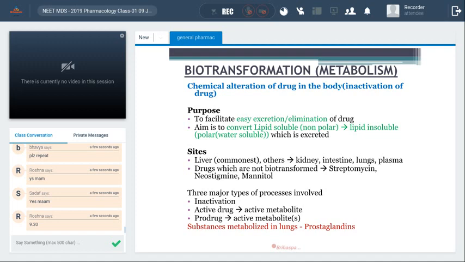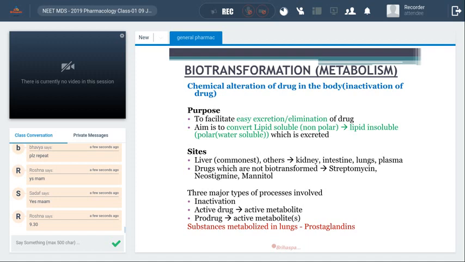So what's the purpose of this step? It helps in easy elimination of the drug. That's all. This step is making the drug favorable for elimination. So the aim is to convert lipid soluble to lipid insoluble drug. I told you a drug is better absorbed if it is lipid soluble. A drug is better excreted if it is water soluble. So convert lipid soluble drug to water soluble drug and make it favorable for excretion.